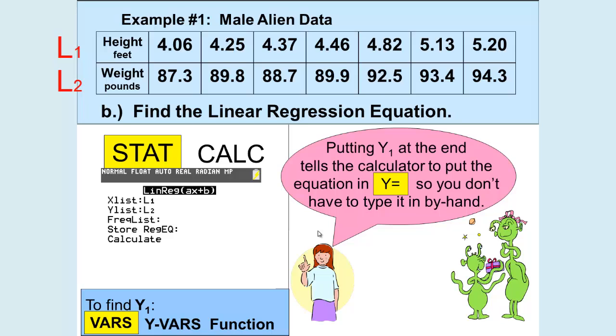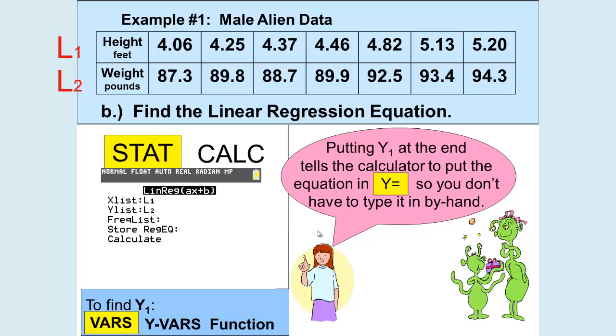As you do that, you will notice you have a place to type in what your X list is, which is list 1. That's where we stored our height in feet and those numbers. And then our Y list, which is our weight in pounds, where we stored that was list 2. Then we have a frequency. We should leave that blank. And where we stored the regression equation, which is the Y1.